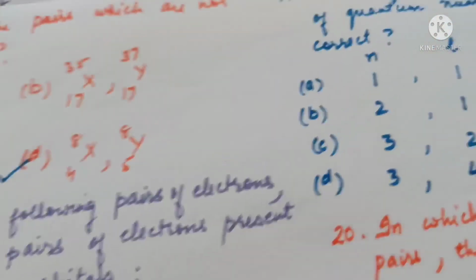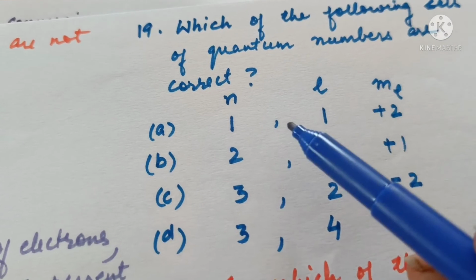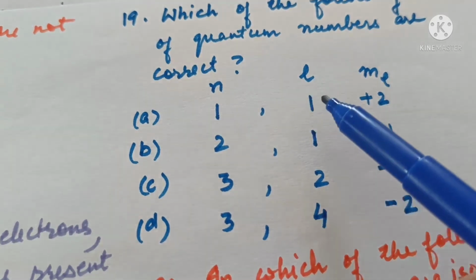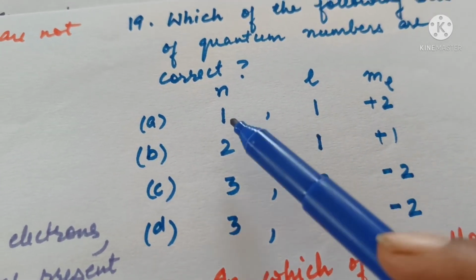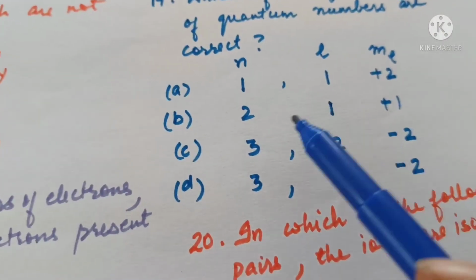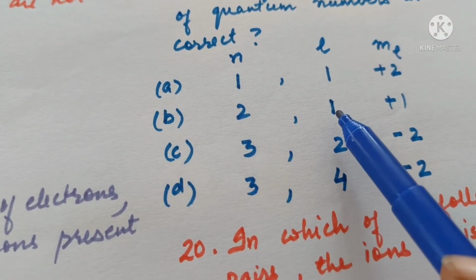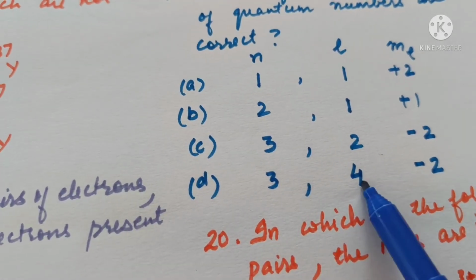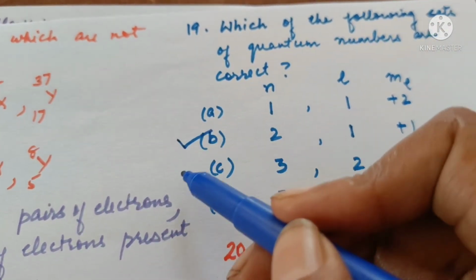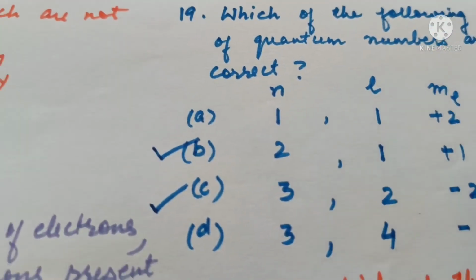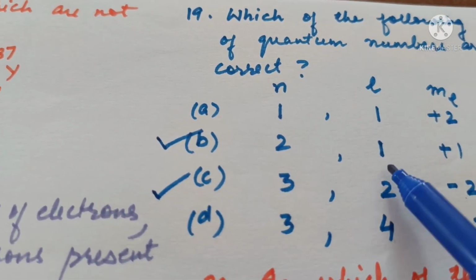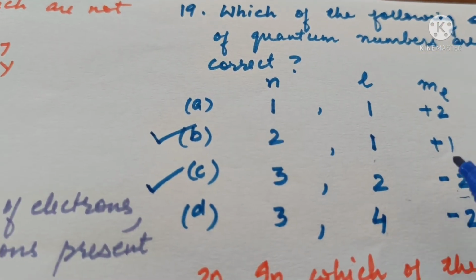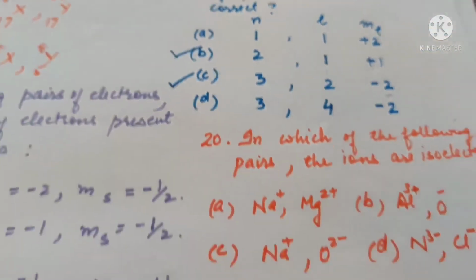Which of the following sets of quantum numbers are correct? The value of L should be from 0 to n minus 1. So this is not correct. Here also this is correct. 3 minus 2, this is correct. This is greater than 3, this is not correct. So options B and C have correct quantum numbers. The value of ml can be from plus L to minus L, including 0. So these values meet that criteria. So options B and C are the correct answer.